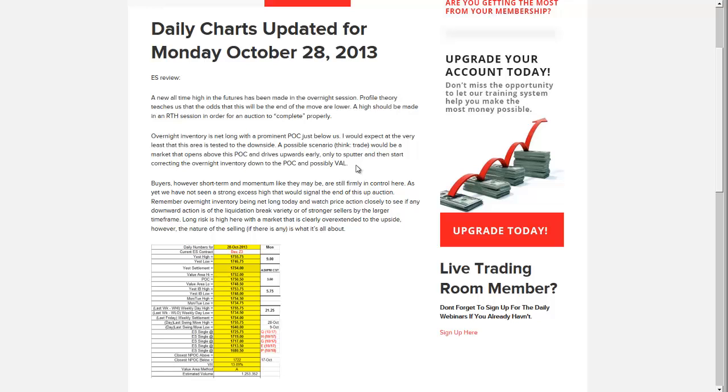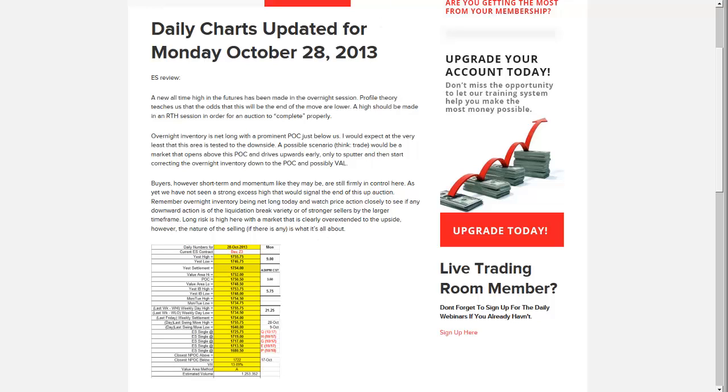So we were already on high alert that potentially we're going to be looking to see some sort of reversal on this. But, as you guys should know, the market can be as irrational as it wants, much longer than we can stay liquid. So, the overnight inventory was net long, and we had a prominent POC just below us. So I would have expected at least this area to be tested to the downside. A possible scenario would be that the market opens above this POC and drives upwards early, only to sputter and then start correcting the overnight inventory down to the POC and possibly the value area low. Okay, so buyers, and the momentum and so forth.